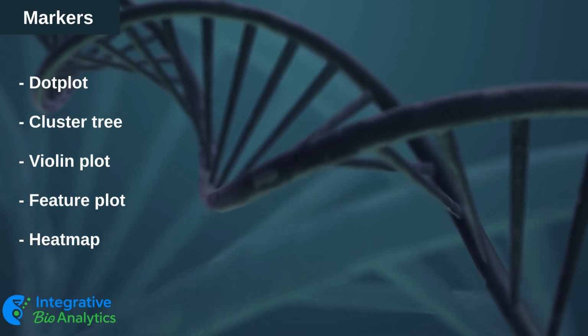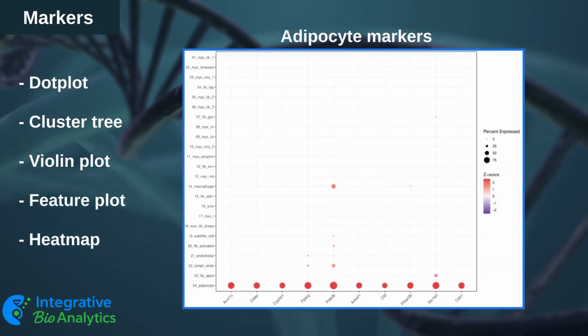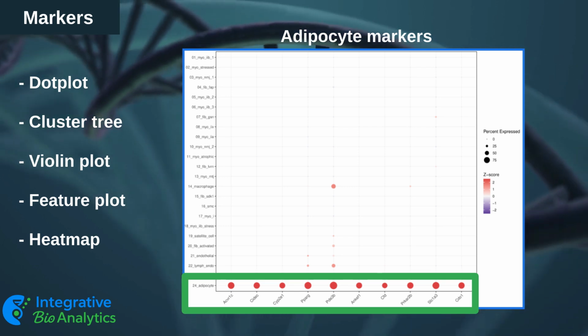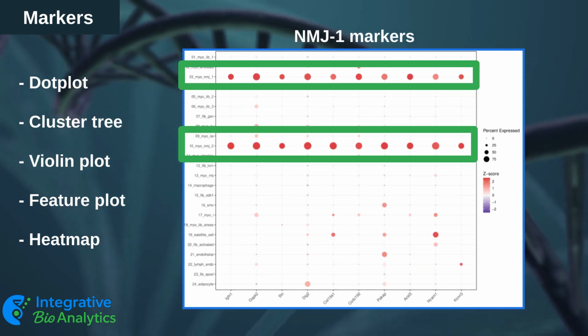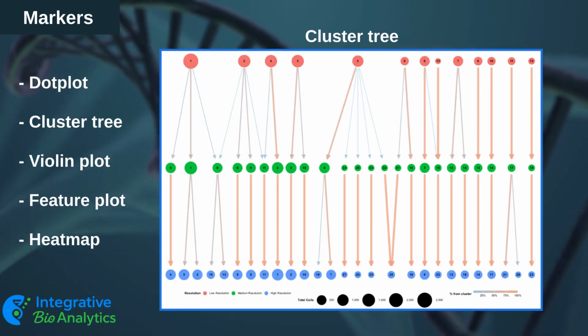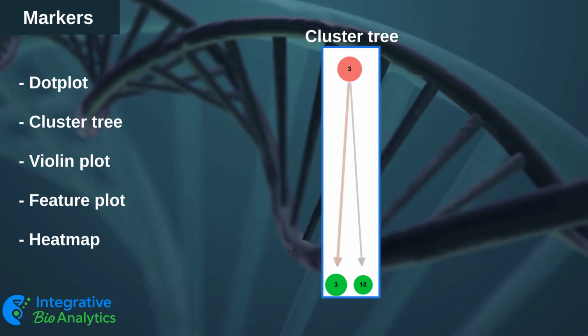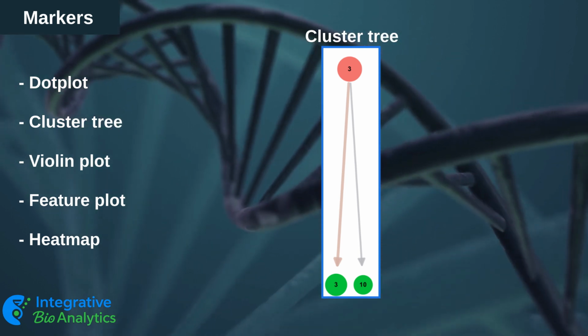Now, let's look at marker genes. We suggest starting with the dot plot. In our example, adipocytes have very distinct markers, but these other 2 clusters look very similar. If we check the cluster tree, they come from a single cluster that split into 2. Write that down. You may want to merge these clusters.